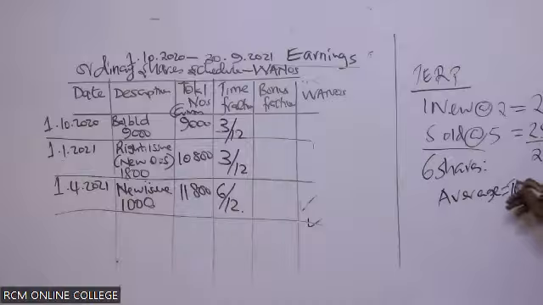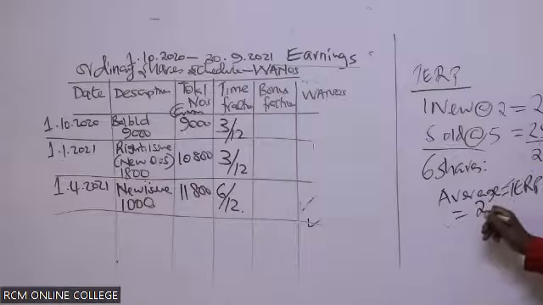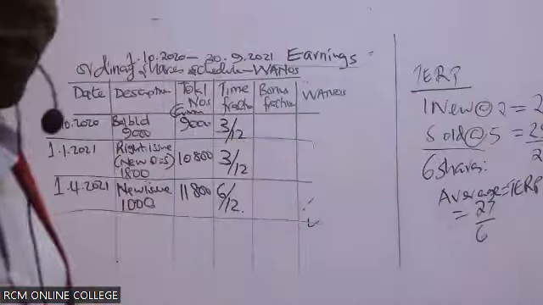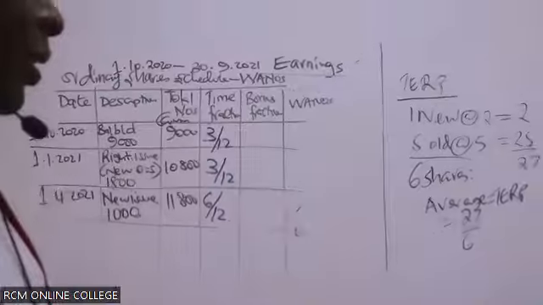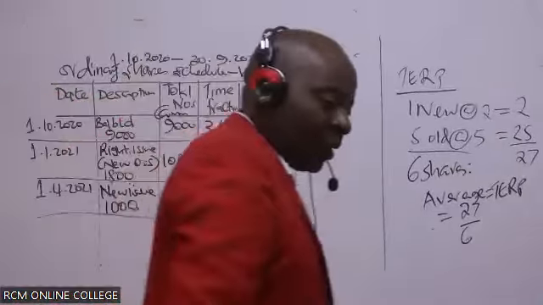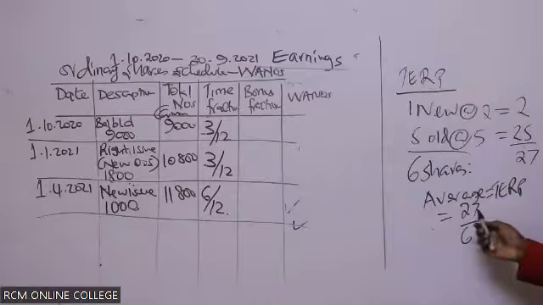And therefore the average becomes the TERP. The average becomes a TERP. So the average will be 27 over 6. Now here we have to adjust the board a little bit for you guys to see. So the TERP becomes their average, 27 over 6.